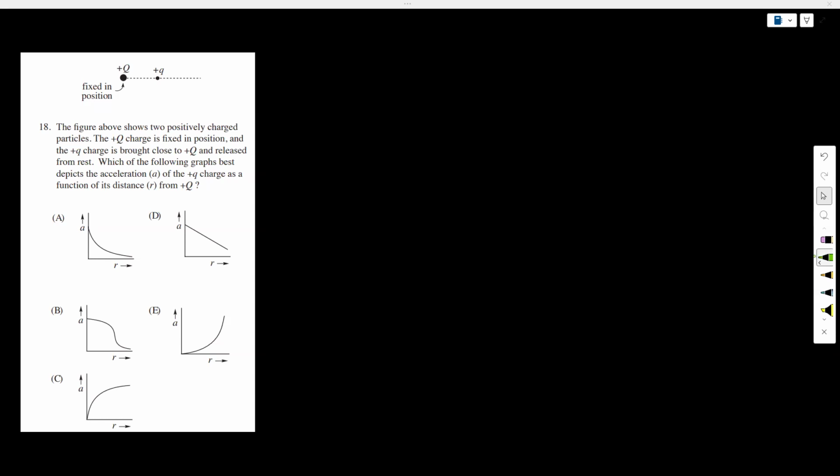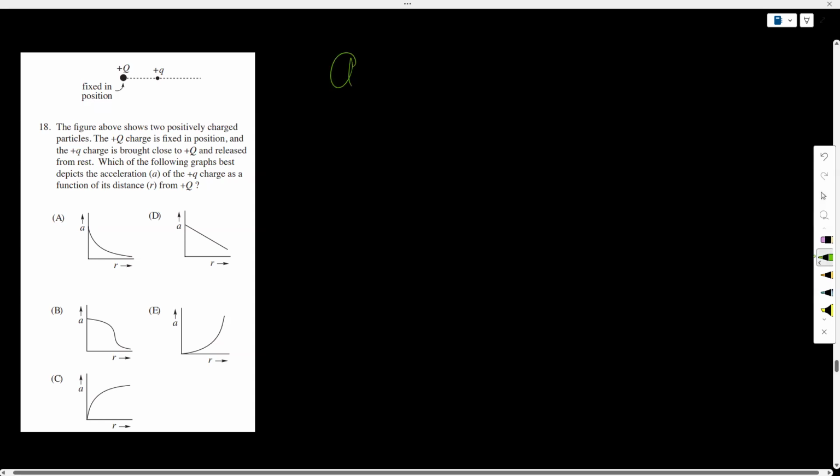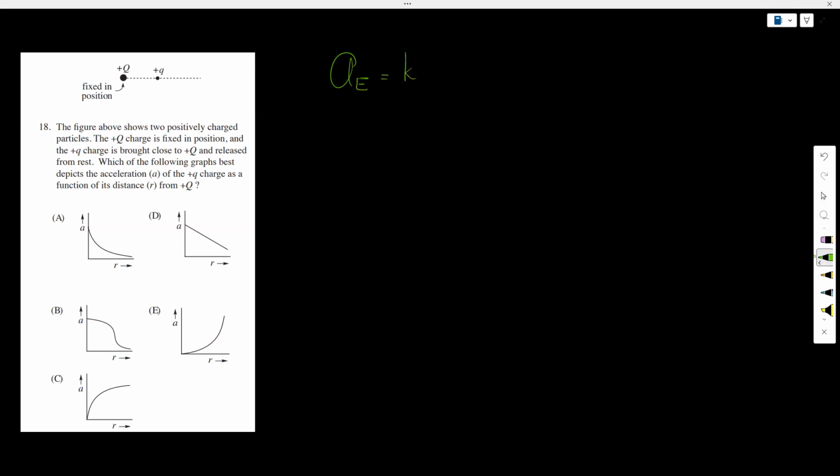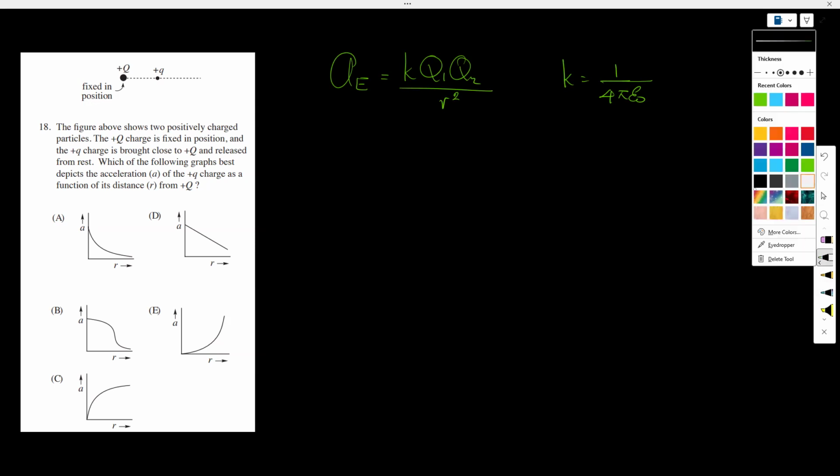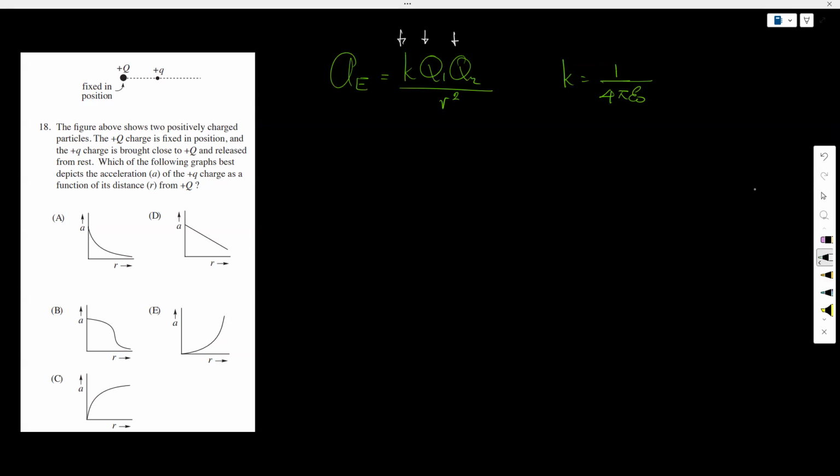Right. So the acceleration in an electric field is given by kQq over r squared, where r is the distance between the centers of the charges. This k is given by 1 over 4 pi epsilon naught, but we do not need the value of k in this question, right? So what are the constants we have? We have this as a constant, this as a constant, this as a constant. So all of those are not going to change.